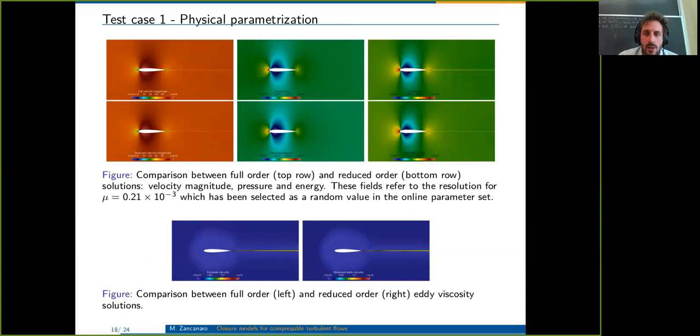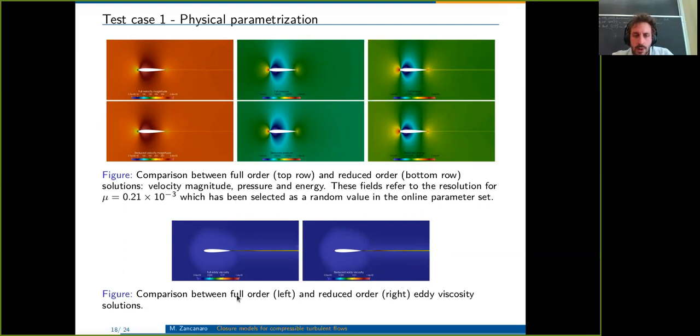And these are the field solutions for a random value of the parameter mu. On the top row are depicted the offline solutions, while in the bottom row are depicted the online solutions for velocity, pressure, and energy. If you compare them, they are very similar. That means that the online reconstruction is quite good.